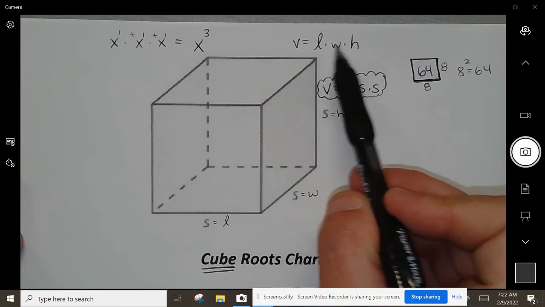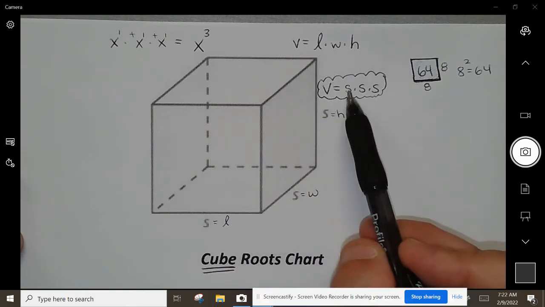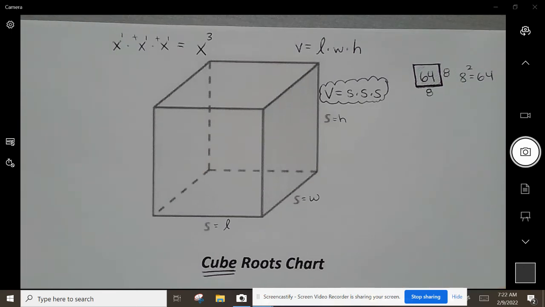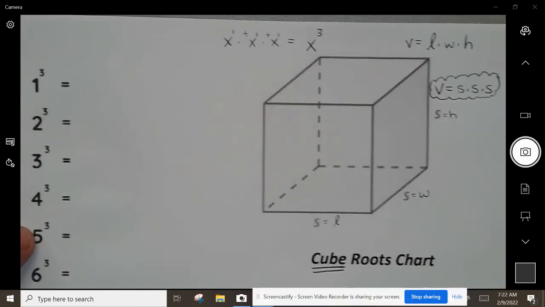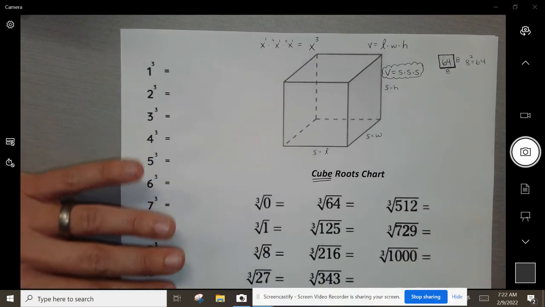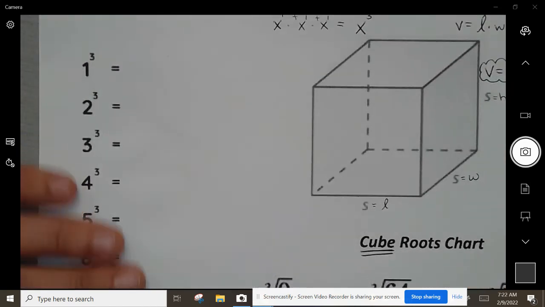But your length, width, and height are all the same thing. So really it's side times side times side. Okay? Cool. Hopefully that gives you a little bit of an explanation. If not, that's okay. Let's go into this part here where we're going to start thinking about what these items are. What to the third power?